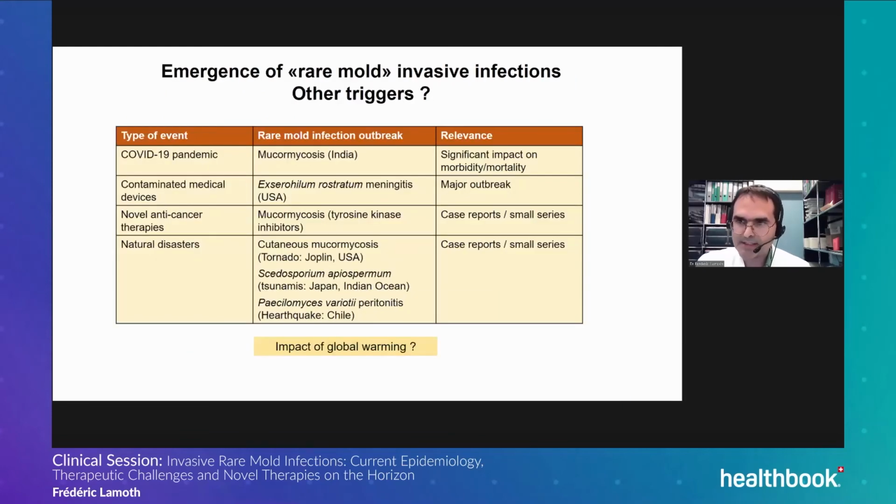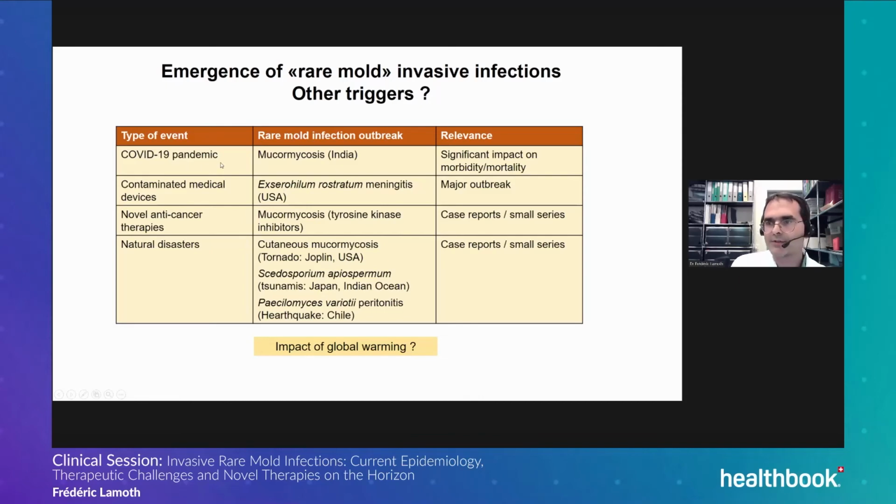So we have seen the possible impact of posaconazole prophylaxis on breakthrough infections and the change in the epidemiology of mold infections. Now we can ask, are there other factors that may affect mold infections? And I have listed here some types of events that we have observed recently and which gave rise to some clusters or burden of rare mold infections.